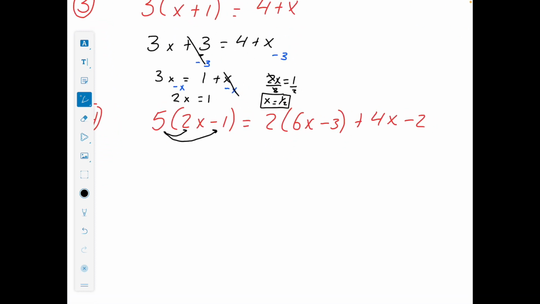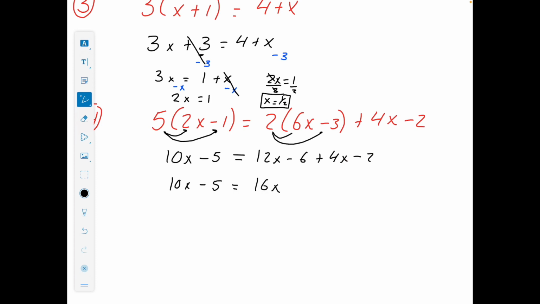Okay, last one now, exactly the same thing. First we're going to multiply out our brackets. So it'll be 5 by 2x and 5 by minus 1. 5 by 2x will be 10x. 5 by minus 1 is minus 5. It's equal to 2 by 6, which is 12x, and 2 by minus 3, which is minus 6, plus 4x minus 2. Now first I'm going to look at the left hand side and tidy that up a little bit. So it'll be 12x plus 4x, that'll be 16x, minus 6 minus 2, be careful, put that into your calculator, it's minus 8.